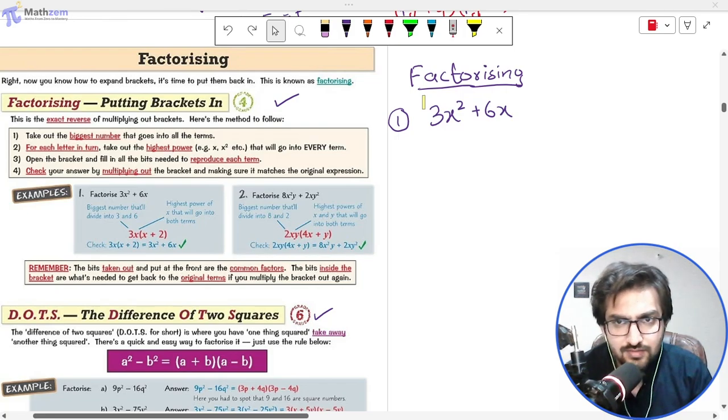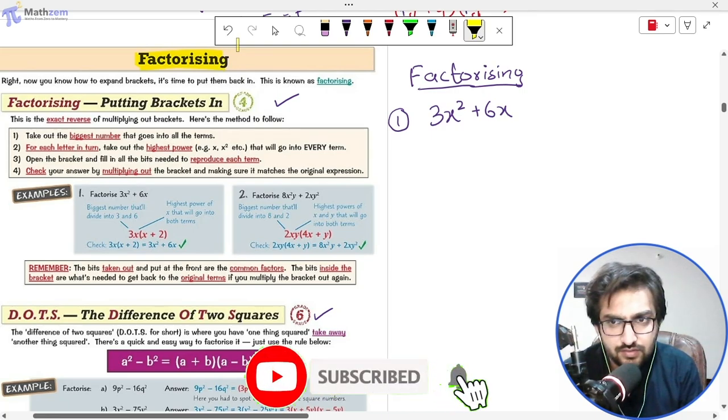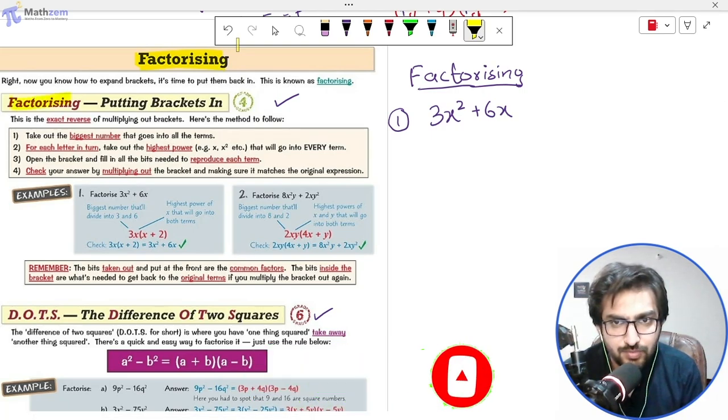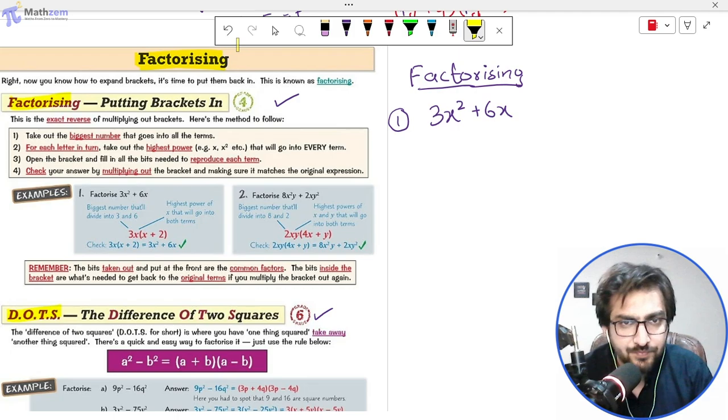Alright, so in this lesson we will start factorizing. This is a new topic, and it contains two topics. The first one is factorizing, putting brackets in, and the second one is DOTS. Okay, so I will explain both of them. Very important. So let me write the question here.